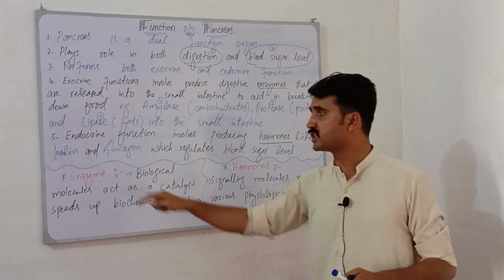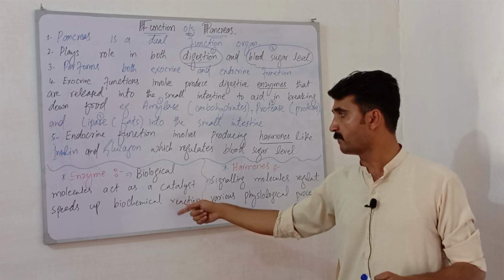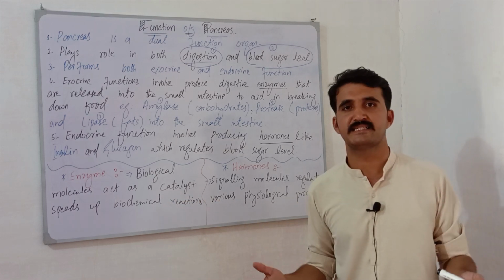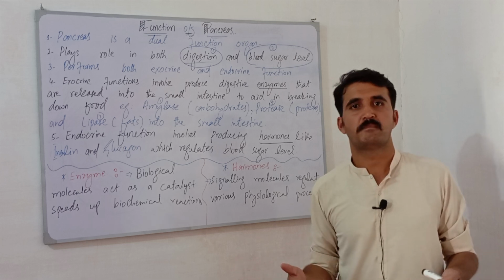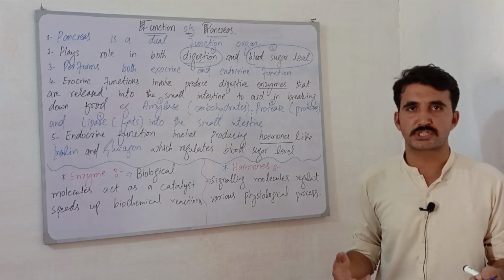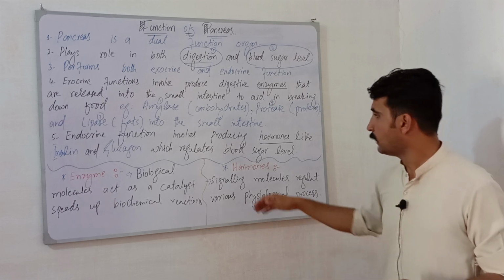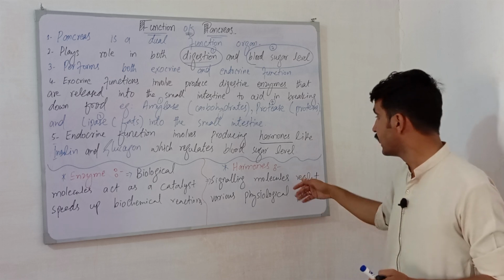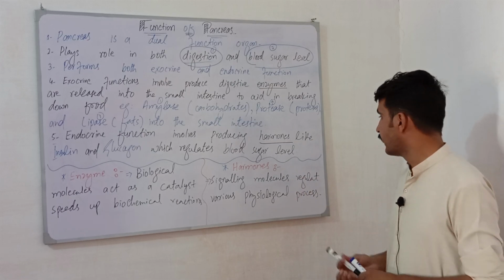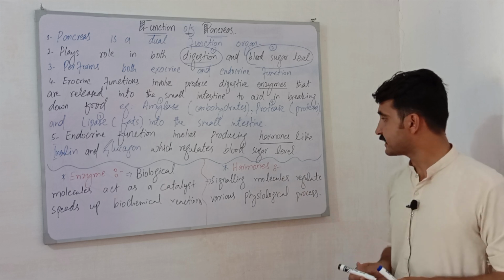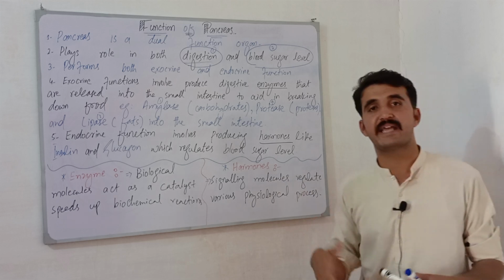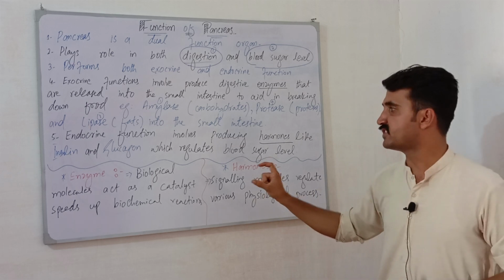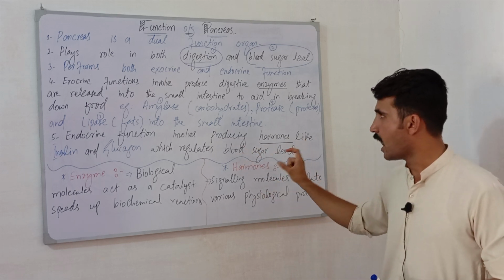Enzymes are biological molecules that act as catalysts and speed up biochemical reactions. In chemistry, we already studied what catalysts are, like nickel, palladium, platinum. These are used in chemical reactions to speed them up. And what are hormones? These are actually signaling molecules that regulate or maintain various physiological processes in the human body or any living organism. So that is the major difference between enzymes and hormones.